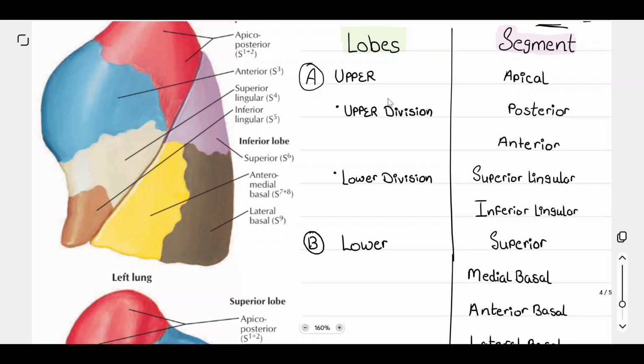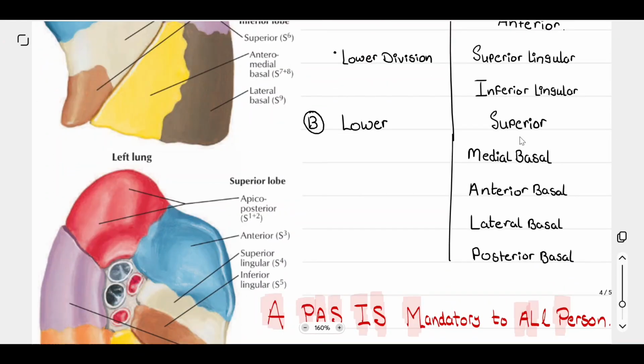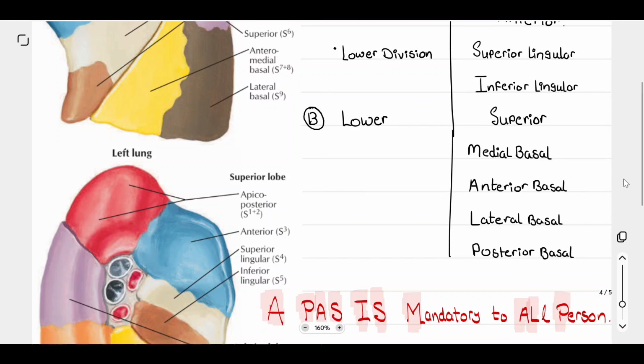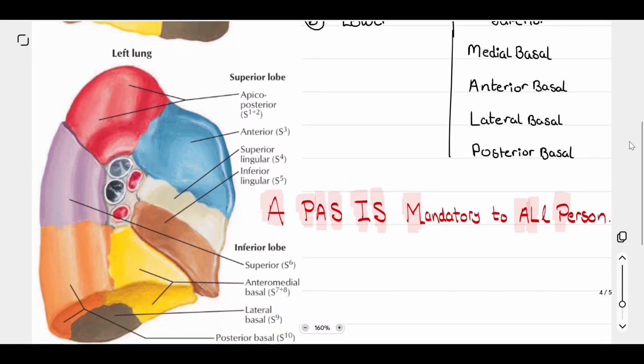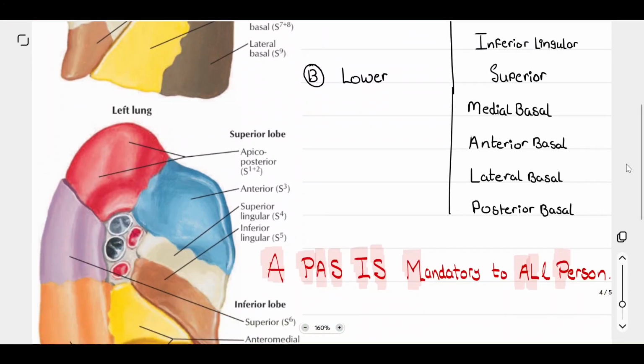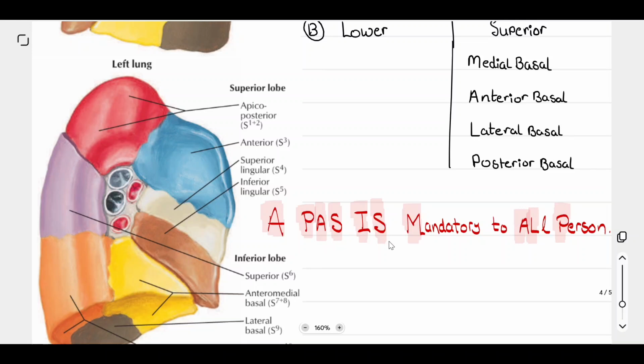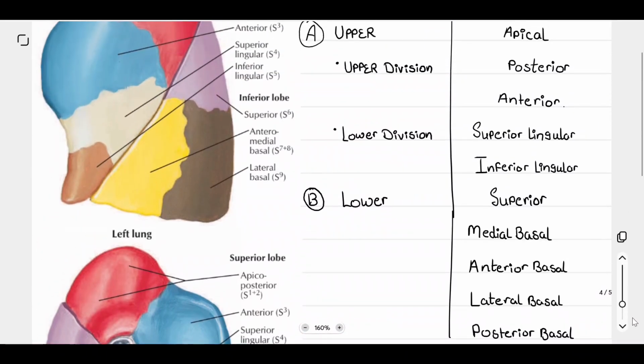So the upper lobe is further divided into upper division, which has apical, posterior and anterior segments, and lower division has superior lingular and inferior lingular segments. And in the lower lobe we have superior, medial basal, anterior basal, lateral basal and posterior basal, similar to right lung. And a short mnemonic to memorize all these names is: A pass is mandatory to all person, where the highlighted letters represent the initials of each segment.